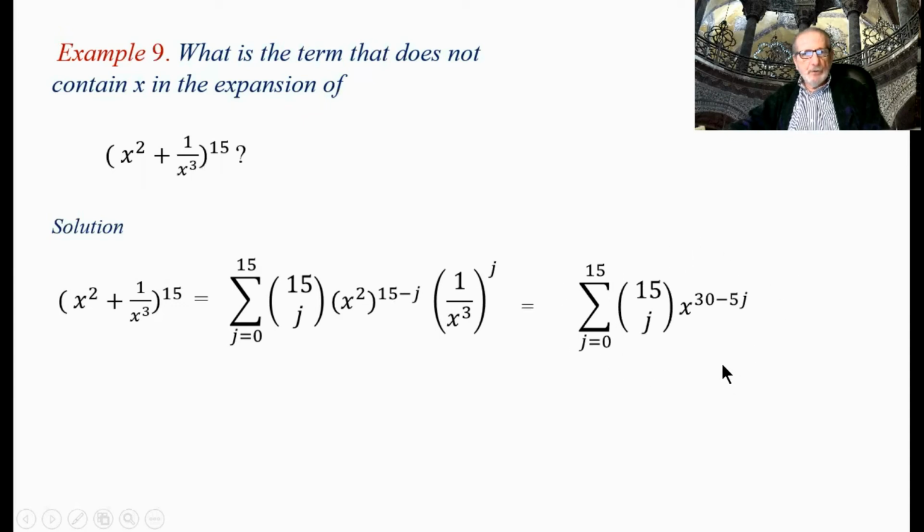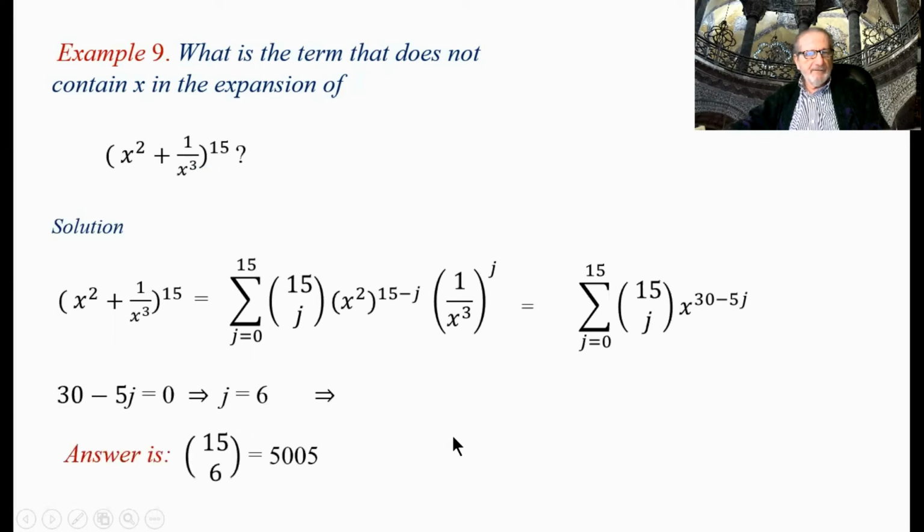Now again, you don't want x. You need the term that does not contain x. So this exponent has to be 0. So when you do 30 minus 5j equals 0, you get j is equal to 6, and the answer is 15 choose 6, which is 5005.